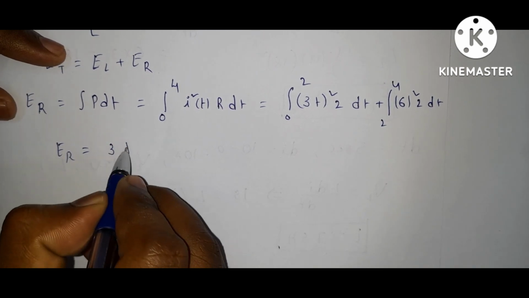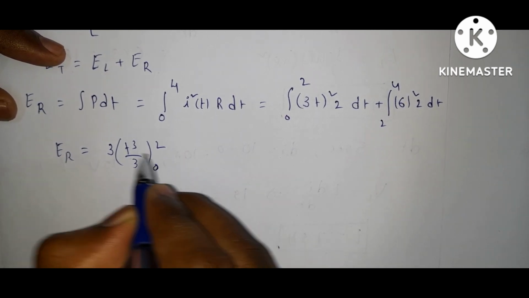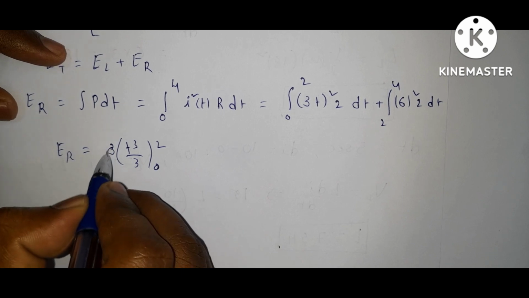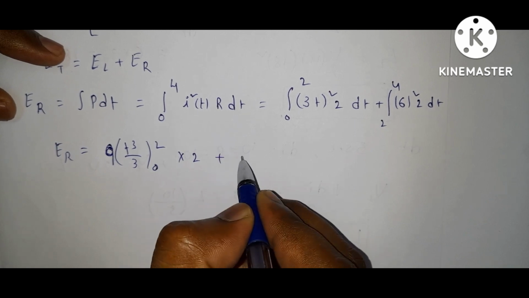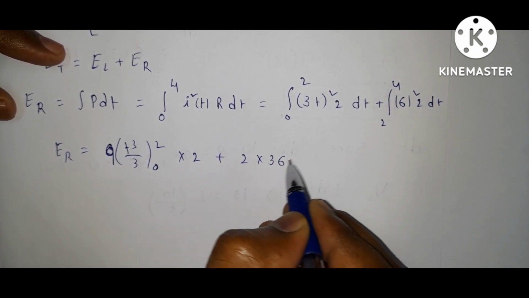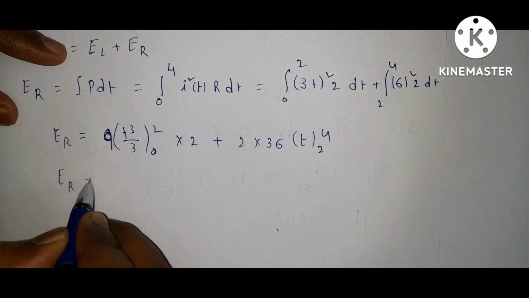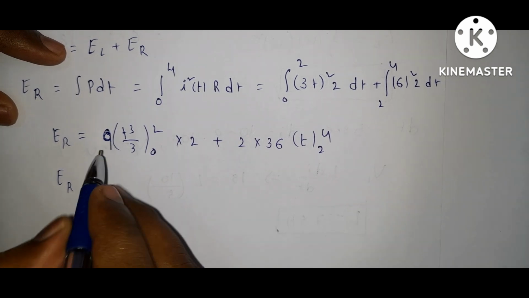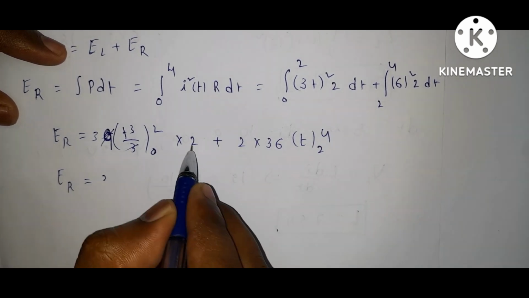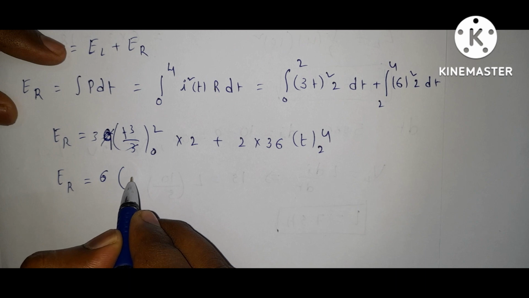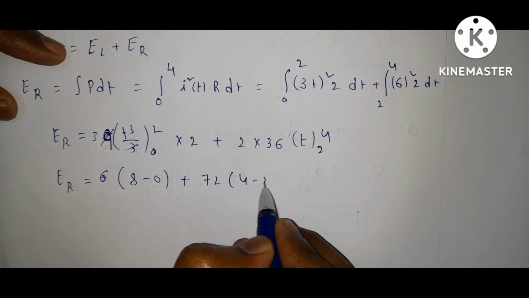Now what is ER? 3t square, that is 9 into t cube by 3, from 0 to 2, into 2, plus 2 into 36 into t, from 2 to 4. Substitute values. So here 9 and 3, 3 is cancelled 3 times, 3 into 2 is 6. So 2 cube means 8 minus 0, plus 72 into 4 minus 2.